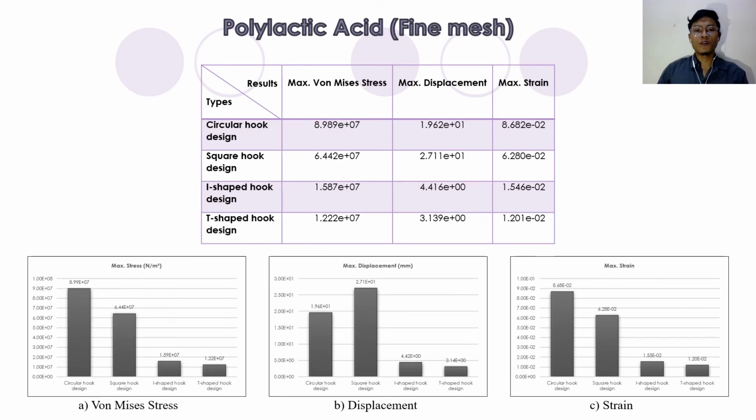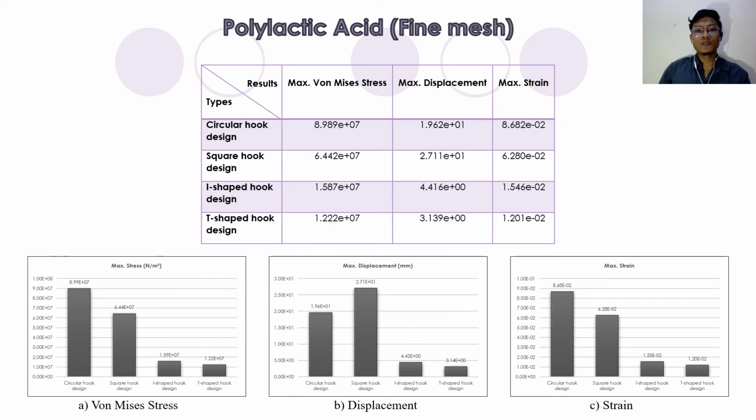This is the result for polylactic acid with fine mesh. The highest von Mises stress for this material is at circular shape, which is 8.989 times 10 to the power of 7 Newton per meter square, while the lowest is T shape with 1.222 times 10 to the power of 7 Newton per meter square.